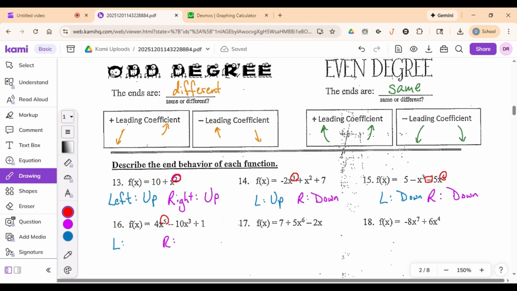We've got x to the fifth. That's an odd degree. We have a positive number before that. And so I know very quickly that the left side points down, the right side points up. Keep going. We see it again. The degree is 6, and the number before that is a positive number. So even degree, positive coefficient, both going to point up. The left side is up and the right side's up.